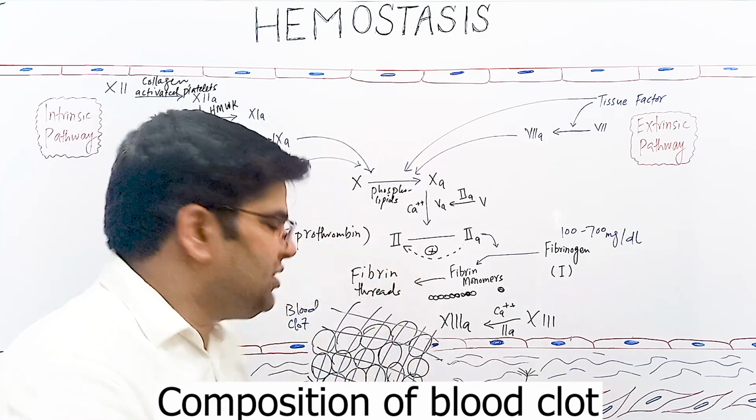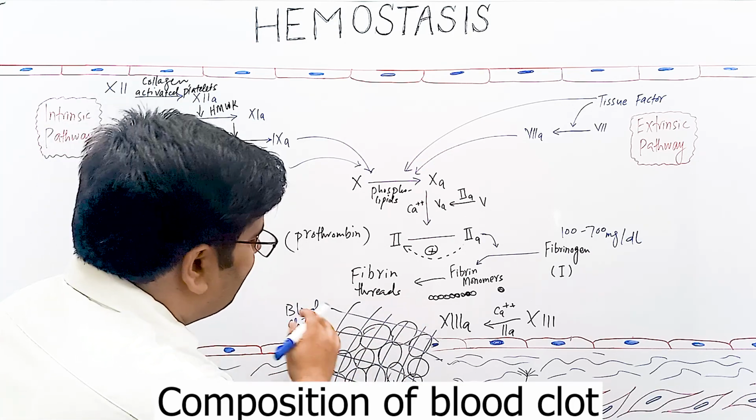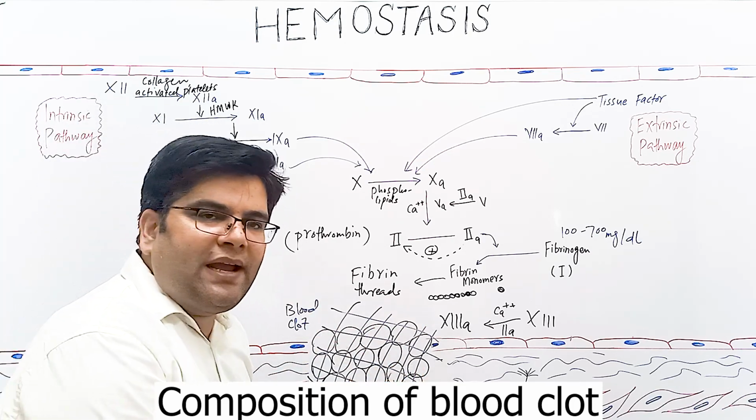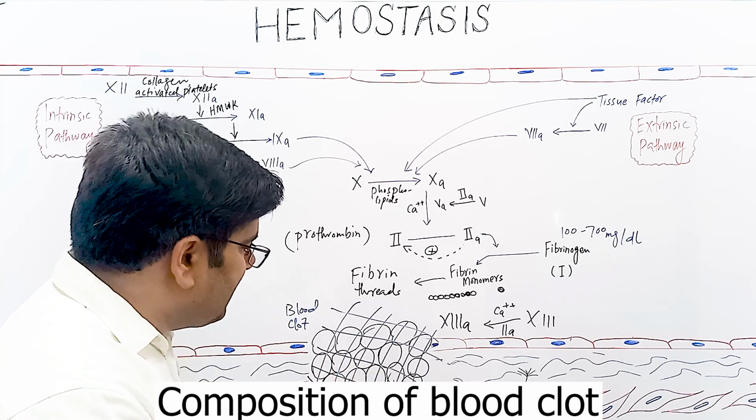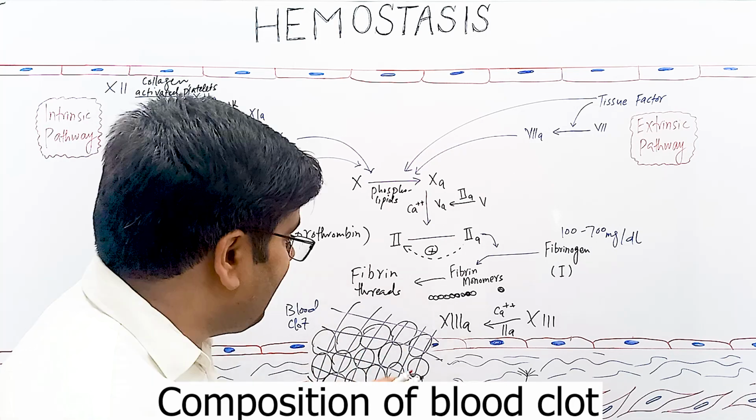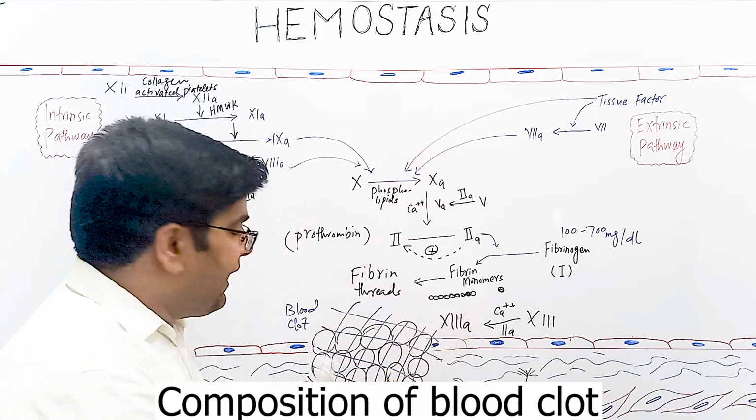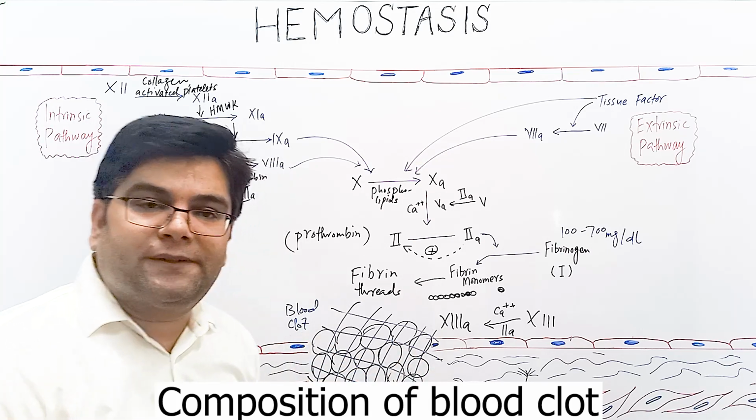So what is the composition of this blood clot? This blood clot makes a meshwork or reticulum of fibrin fibers which entangles the other blood cells: platelets, red blood cells and white blood cells. It also contains some plasma which oozes out as serum when clot retraction occurs, and this clot is attached to the walls of the damaged vessel.